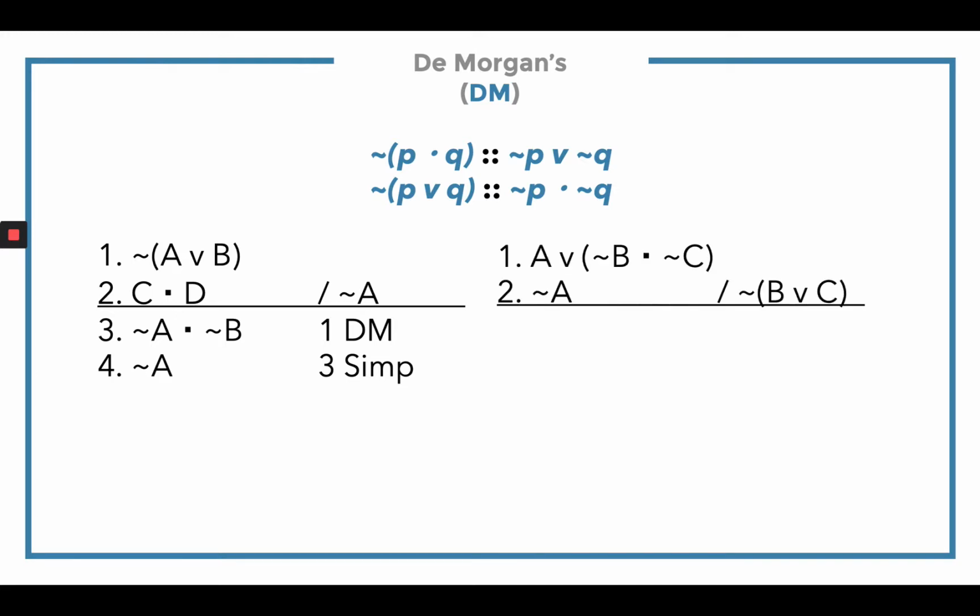If we're going to try another one, we might start with A or parentheses, not B and not C. We've got not A on a line, and we're trying to conclude it's not the case that B or C.